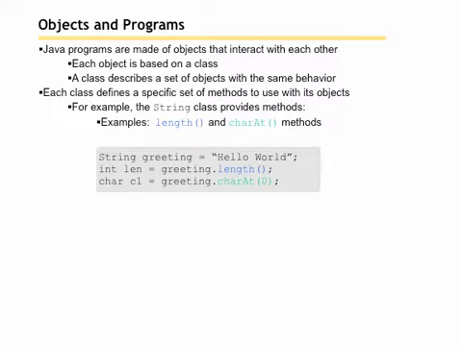For example, if you think about the String class, it has a length method and a charAt method. The length method will return how long the string is, and the charAt method will return a character at a specific location in the string.